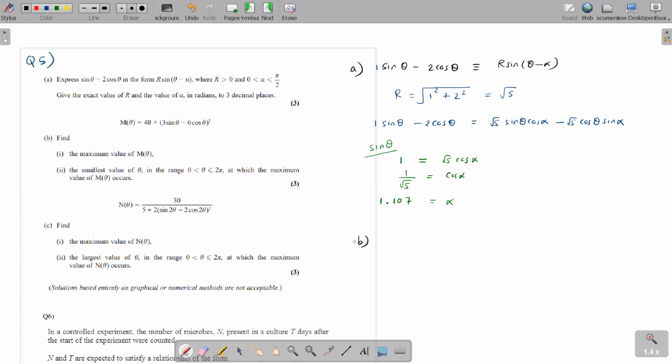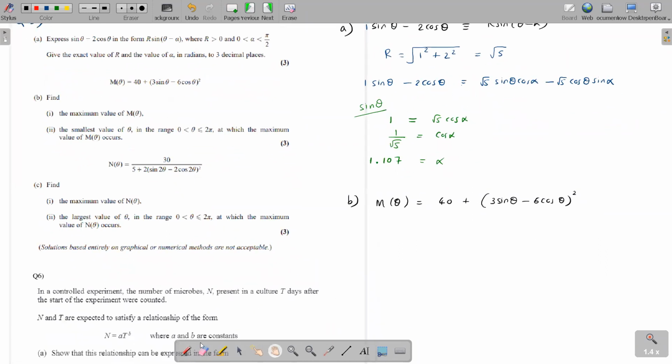Question 5, part B. M theta equals 40 plus 3 sine theta minus 6 cos theta, whole thing squared. Find the maximum value of m theta. So these kinds of things, we are so familiar with them, right? So you know exactly what you should do.